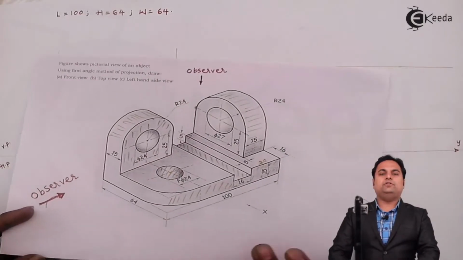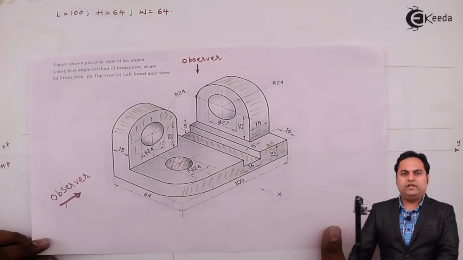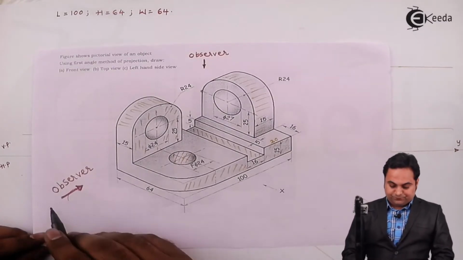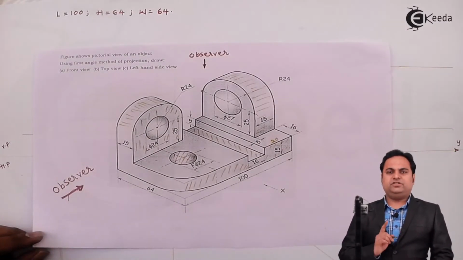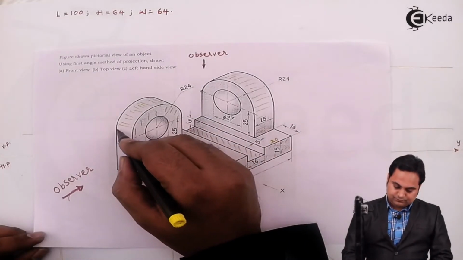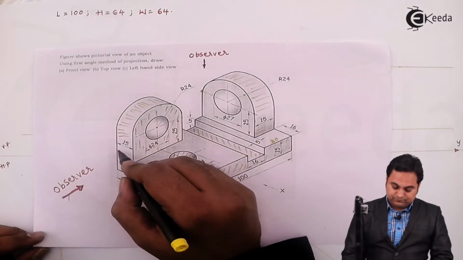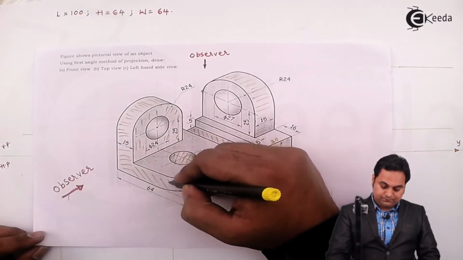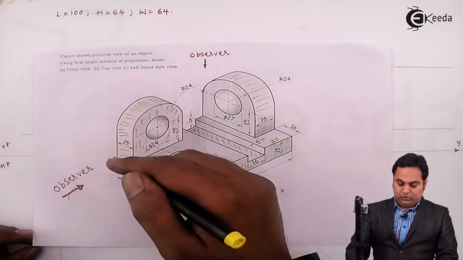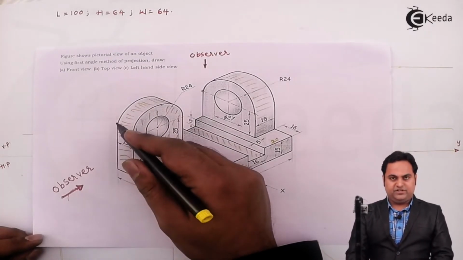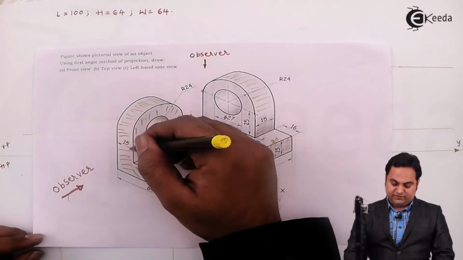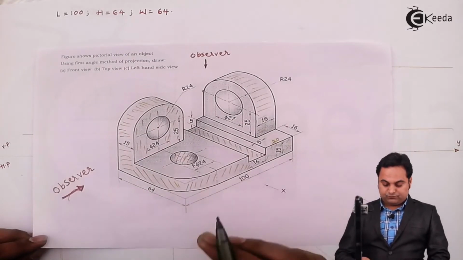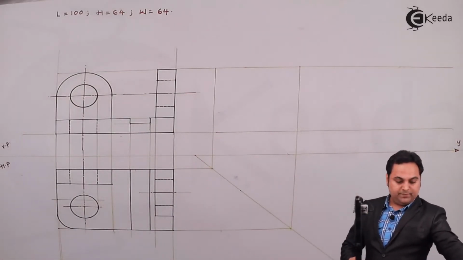Now once we have drawn the front view and top view, we can go for the side view. As we are looking at this object from the side, the first thing which is visible to us is this vertical block and this horizontal block. Now the vertical block has a total height of 64, its width is 15. This horizontal block is also of 15 mm height. So I am projecting them.